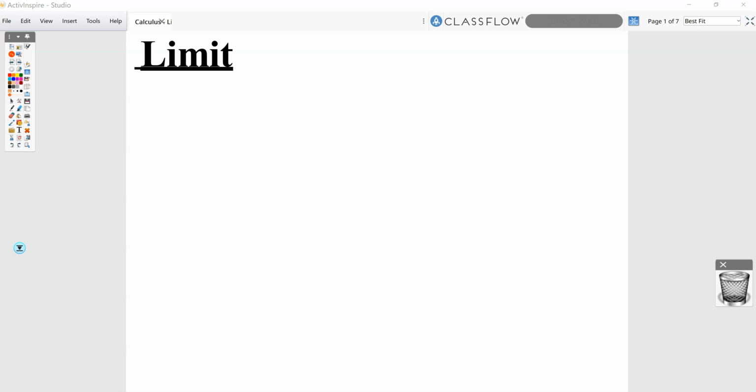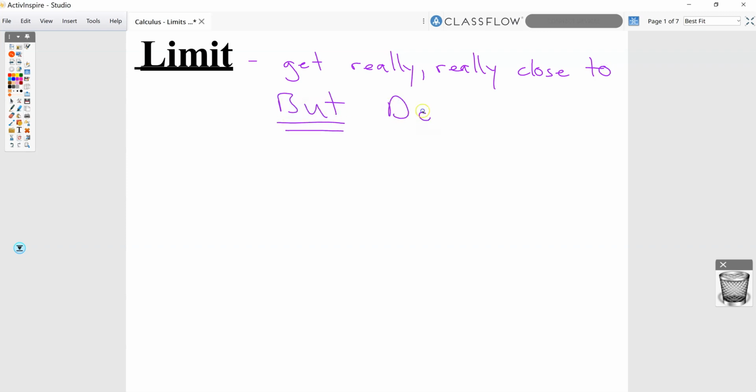Okay, so the foundation of all of calculus is the idea of a limit. Before we get into our mathematical definition of what a limit is, let me give you my non-mathematical definition. When we talk about a limit, that means we get really, really close to, but do not equal. Okay, so this is our foundation, the concept of a limit.